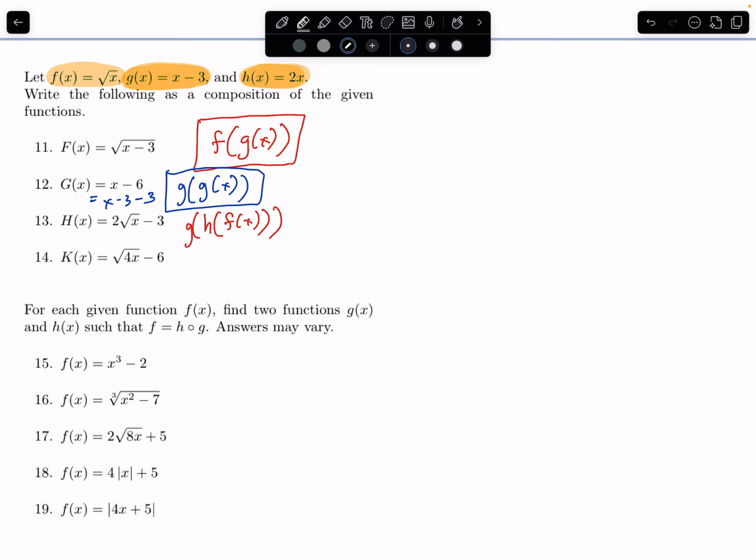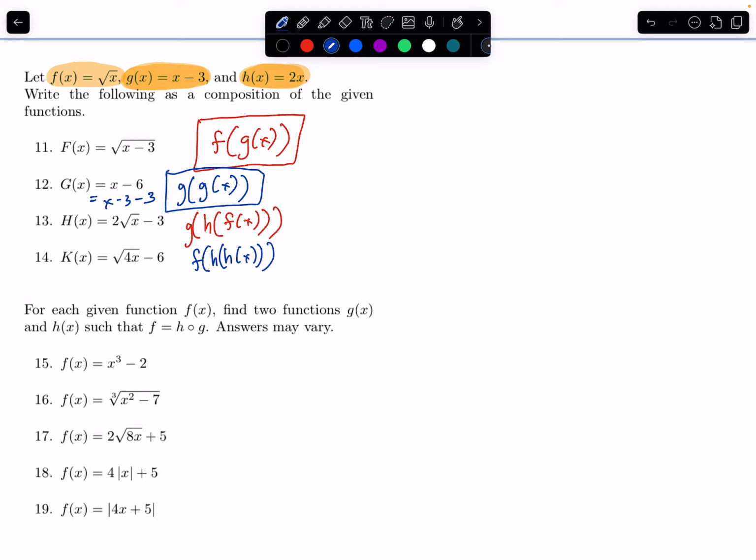Okay, now last one, k of x. What's happening here? Let's look at the order of operations. I have 4x right there. But how do I get 4x? Well, very similar to number 12, right? If I double x, I get 2x. But if I double that again, I get 4x. So 2 doublings should happen. That means h of x and then h of the result. That gives me 4x. Next would be the square root. So that'll be the f of that, right?